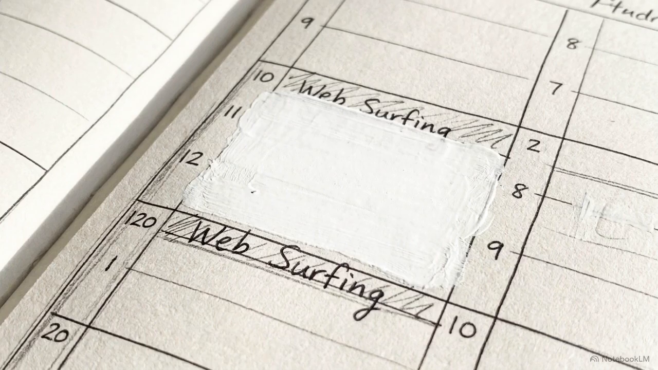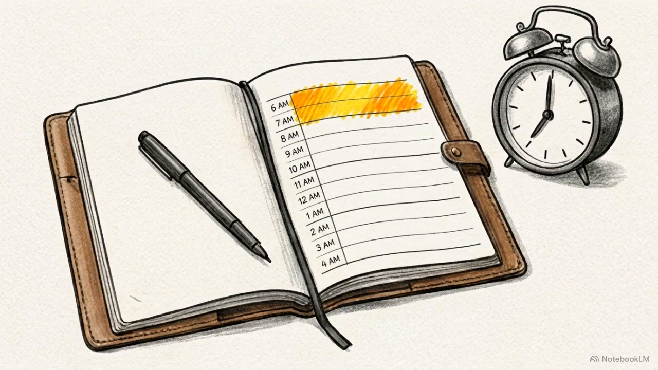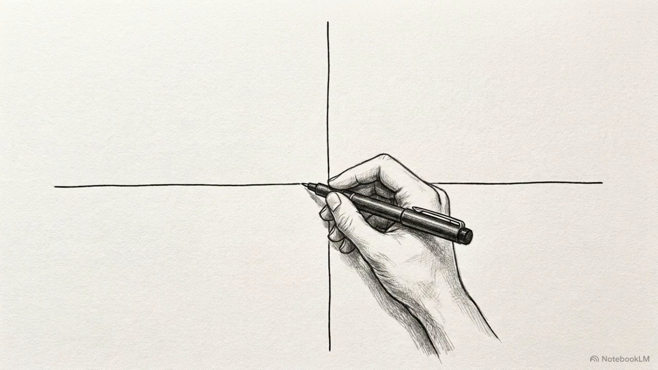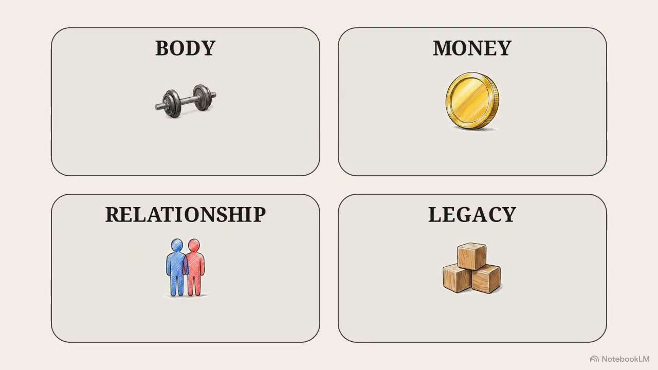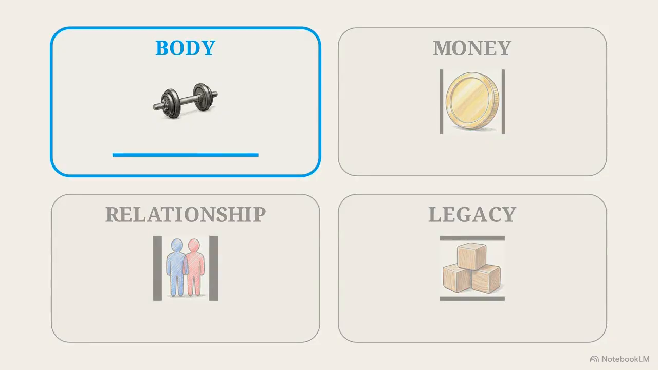By removing these leaks, you have effectively bought back time that was previously wasted, creating the capacity needed for your actual priorities. This reclaimed hour is the mandatory fuel required to power the rest of this system. Step 2. To organize your priorities, draw 4 distinct headings on your page. We will use the 4 pillars framework: body, money, relationship, and legacy. These categories ensure your efforts are distributed across every essential area of your life.